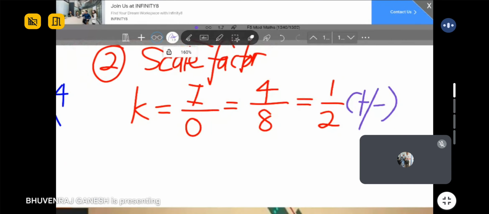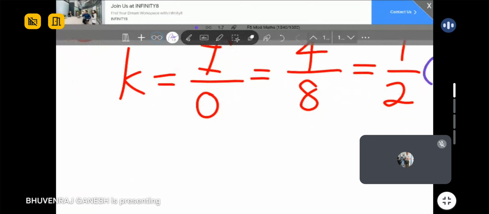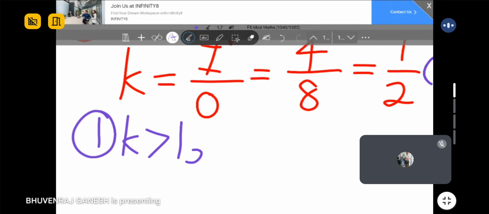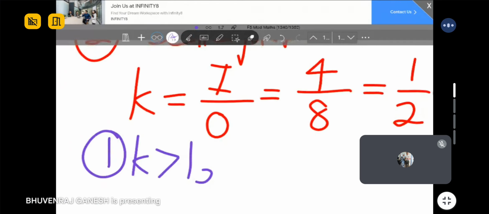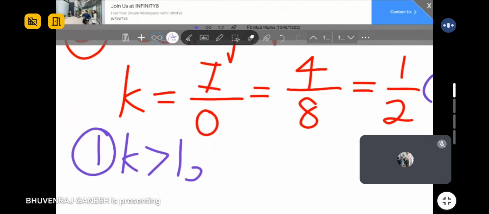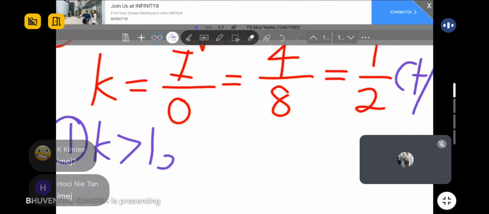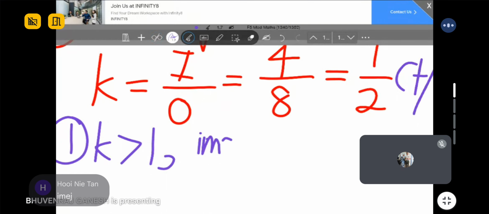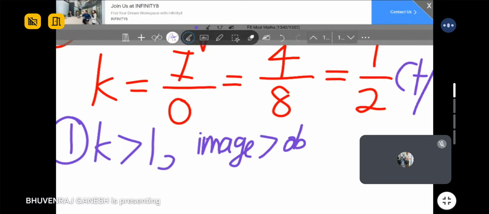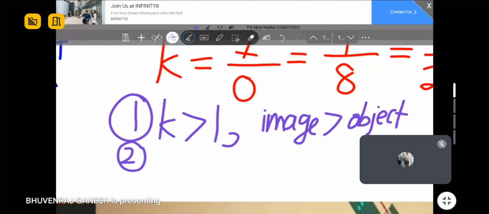Okay, so now about the scale factor, some common sense that you all must know. Okay, so if K greater than 1, kalau K lebih besar dari 1, which one is bigger guys? Object or image? Mana lebih besar? Kalau first condition macam ni. Anyone? You can see the formula. Kalau K lebih besar dari 1, means that which one has a higher value? Yes, image lah. So image greater than object. Okay, this is first condition. Second condition, K less than 1.